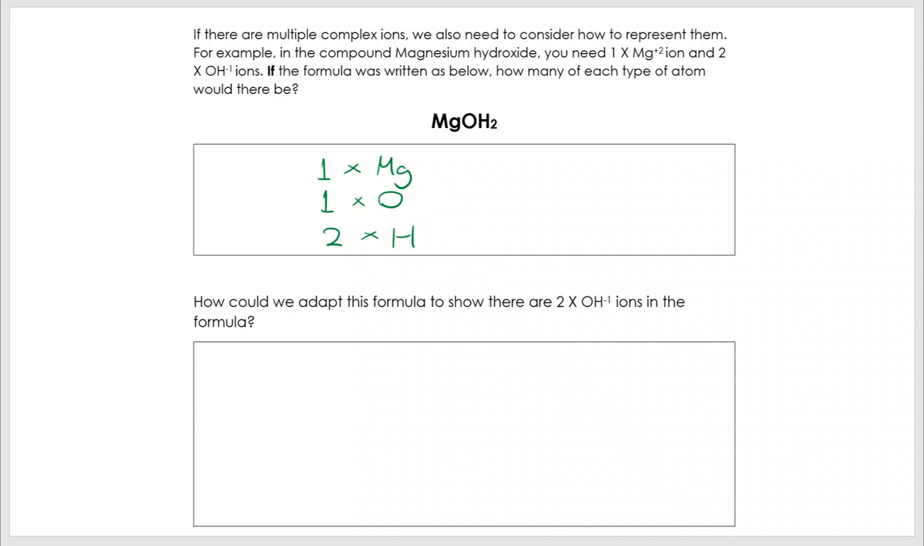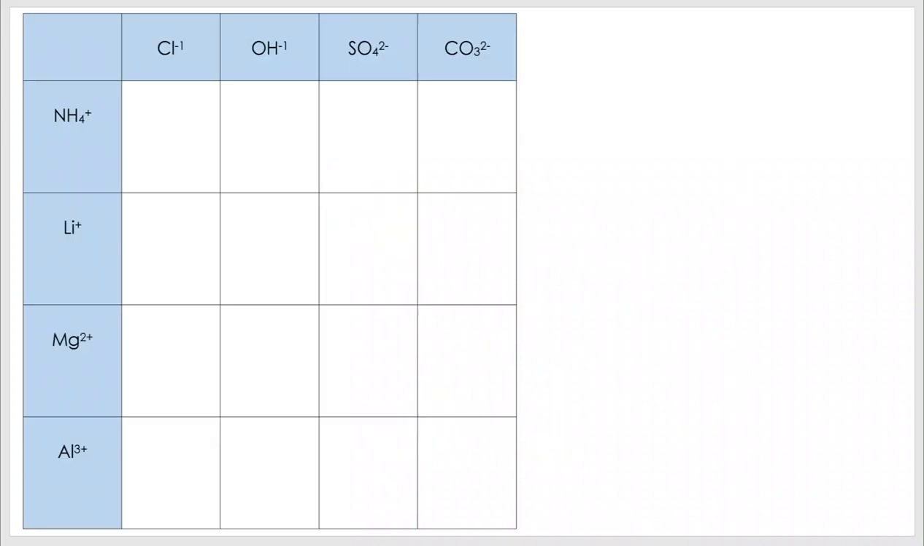How could we adapt this? How could we add something to this to show that there are 2 OHs, not just H's? Well, if I write the formula out below, the way we do it is where we have a complex ion made up of more than one atom. If there are multiple of them, we put them in brackets. With that in mind, let's have a go at completing this table.